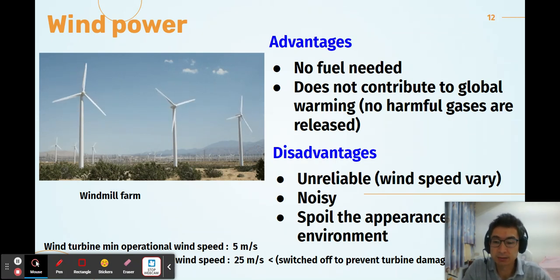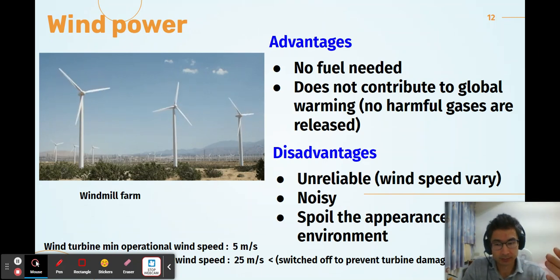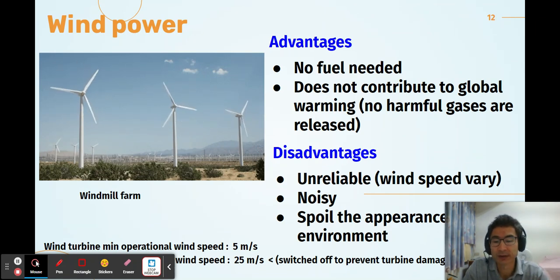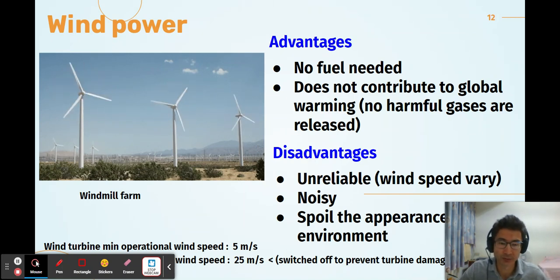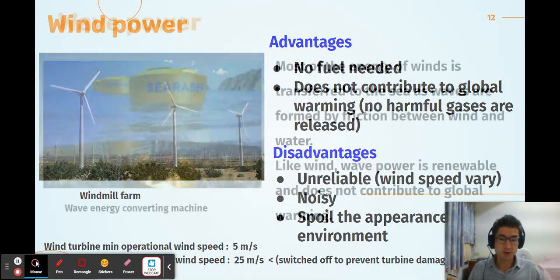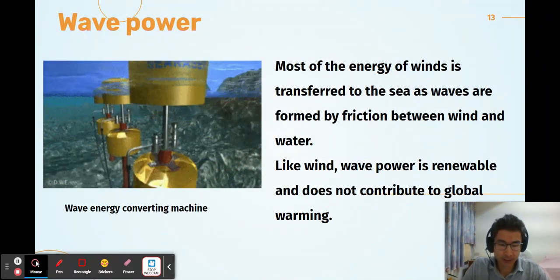Another thing is, if the turbine wind speed is less than 5 meters per second, the electricity cannot be generated. As well, if it is high speed, which is 25 meters per second, then it will damage the turbines, so that's why they will be turned off. Okay, this is very briefly the advantages and disadvantages of wind power, and let's talk about wave power. Okay, wave energy.